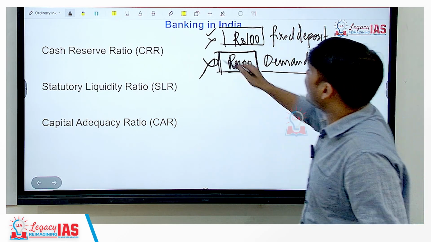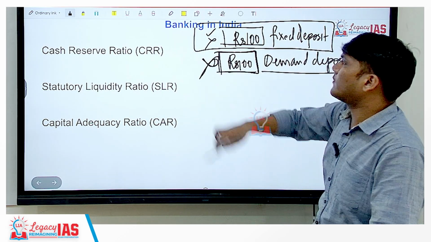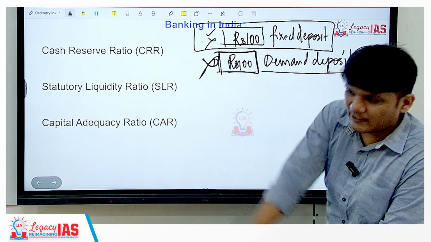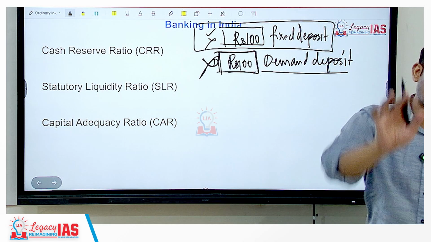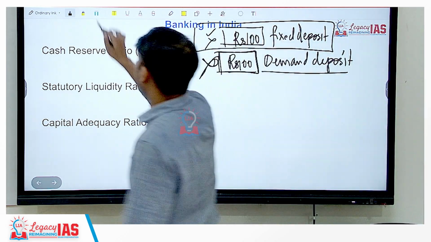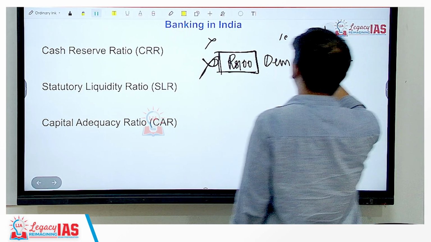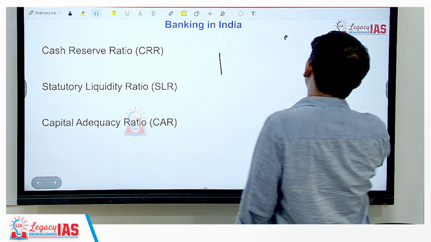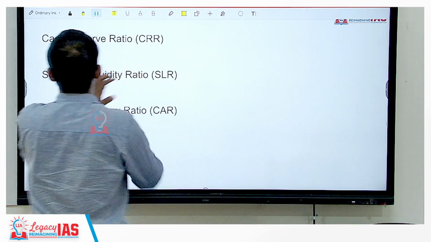Right. So our interest is in this. This you anyhow cannot give. This, some amount you can give. Now what is that some amount is decided by the RBI. How is that decided? Let us see. It is decided with the help of CRR and SLR.